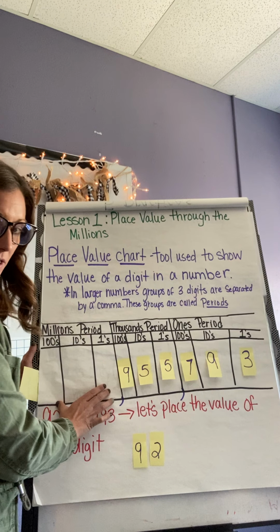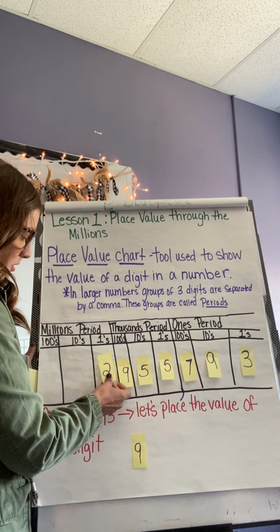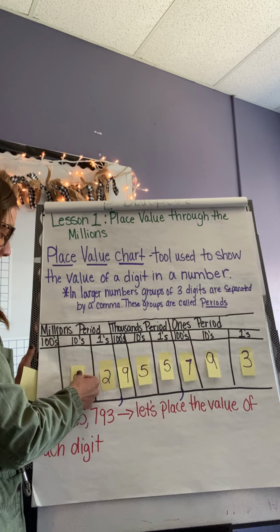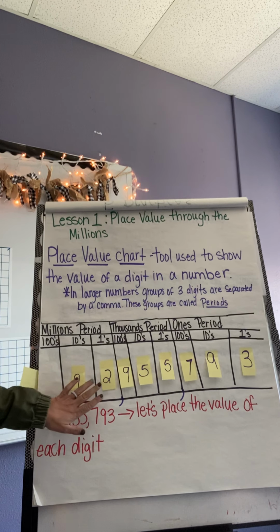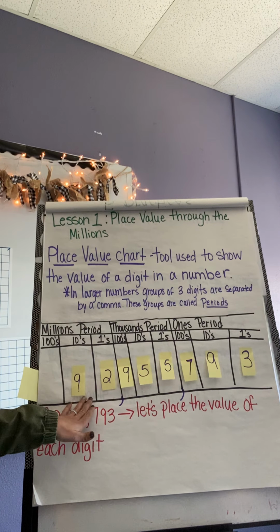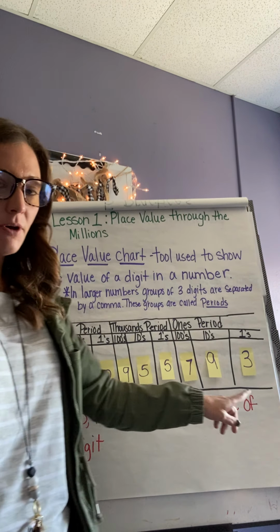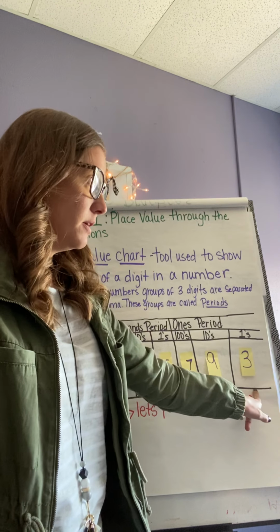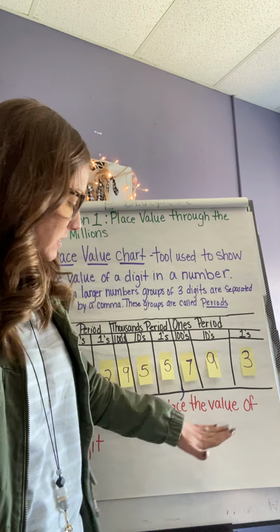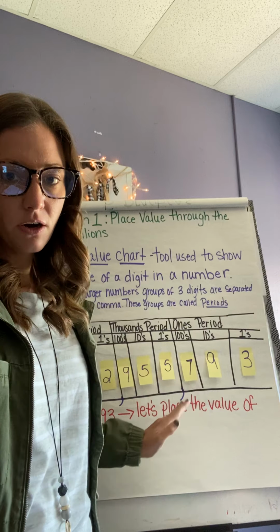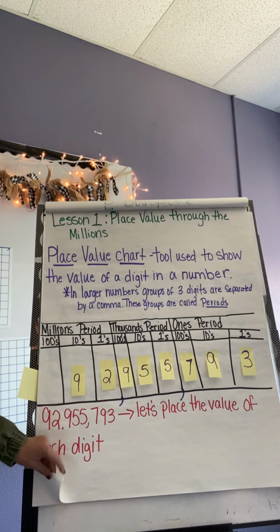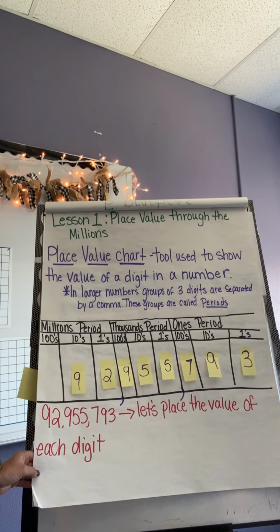And I finish with the millions period. The 2 belongs in the 1 millions place, and the 9 belongs in the 10 millions place. So when you look at this number, did you notice which direction I was moving from? Yeah, if you had said that I moved from right to left, you would be correct. When we put digits from a number into the place value chart, it's smart to always go from right to left.